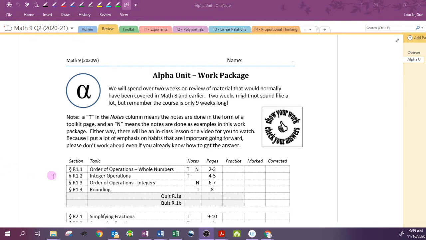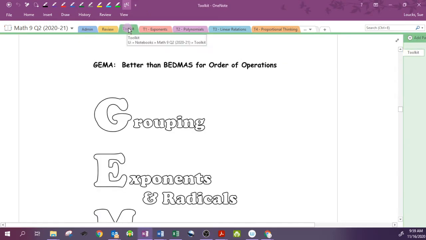What you can see here, where it says notes, it's got a T and an N. The T means there's a toolkit page related to this, and N means that I'm going to do something in the notes package as well. Okay, so we're just going to flip over to the toolkit page first, and it's this one that says GEMMA.